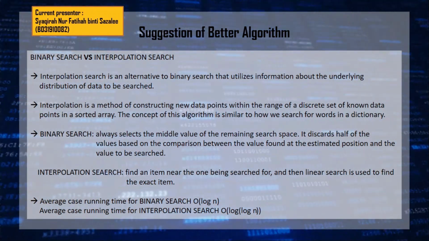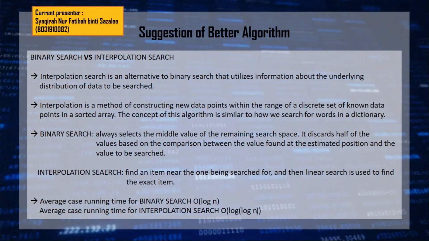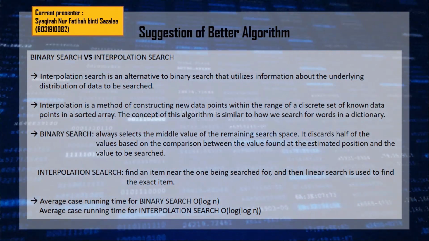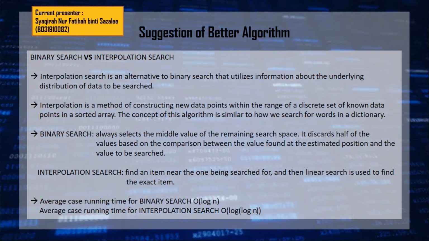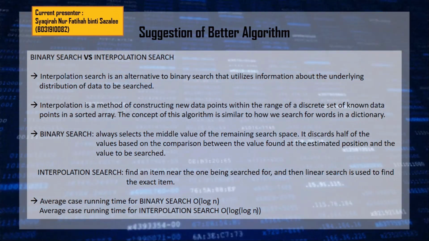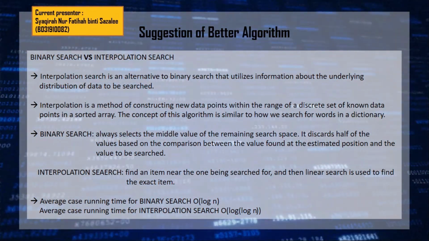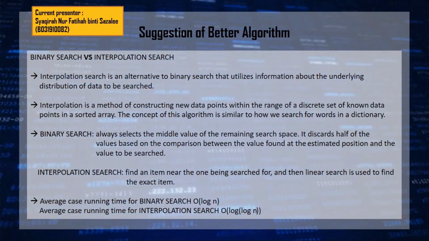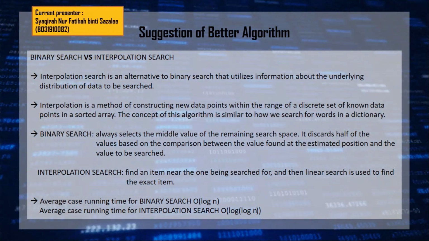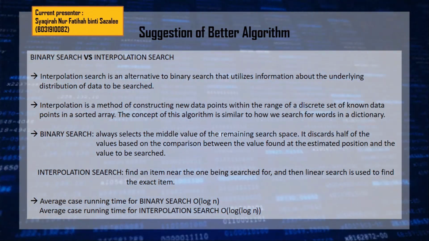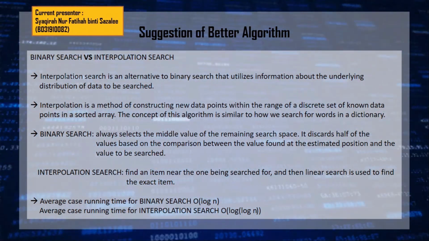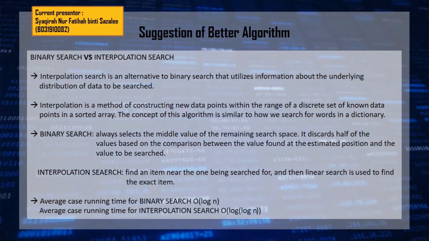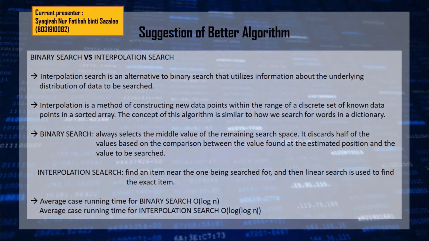Interpolation is a method of constructing new data points within the range of a discrete set of known data points in a sorted array. The concept of this algorithm is similar to how we search for words in a dictionary. We can see binary search always selects the middle value of the remaining search space. It discards half of the values based on the comparison between the value found at the estimated position and the value to be searched, while for interpolation search, it finds an item near the one being searched for, and then linear search is used to find the exact item.